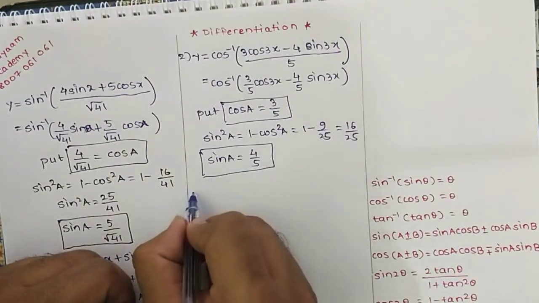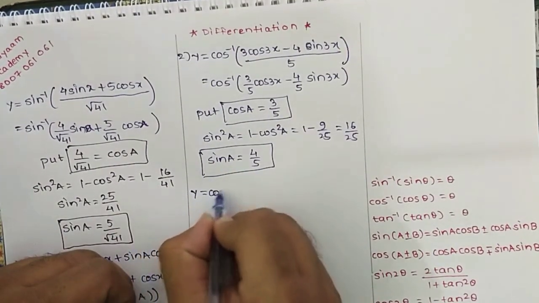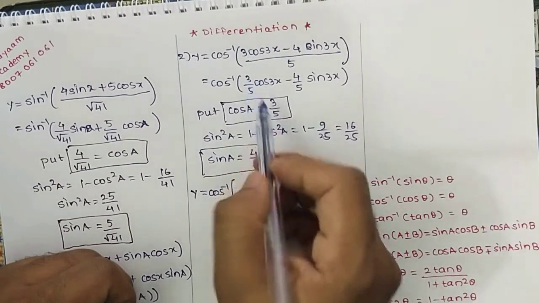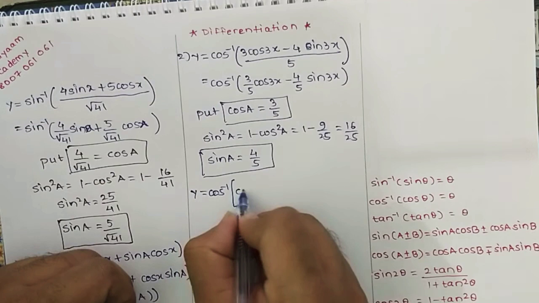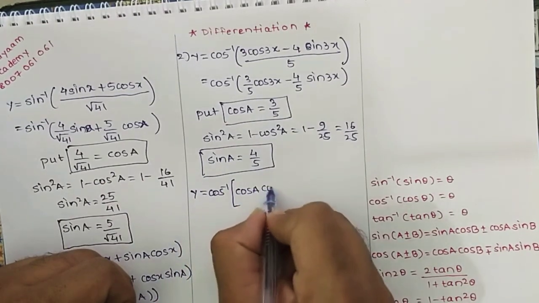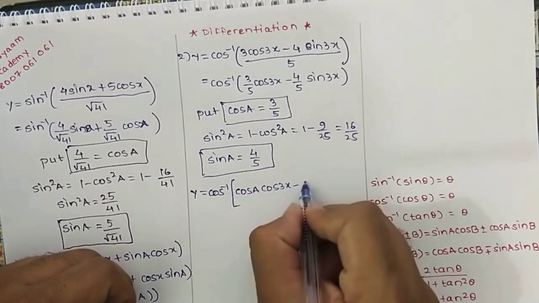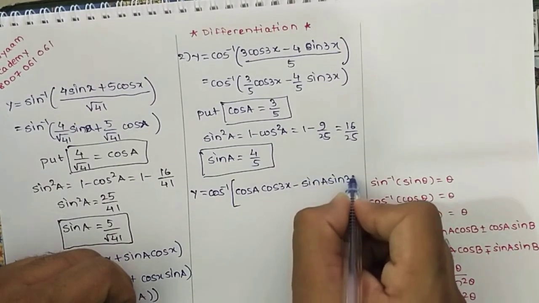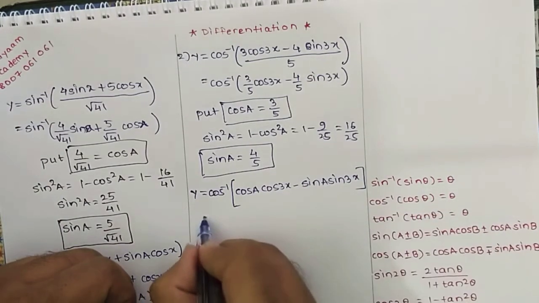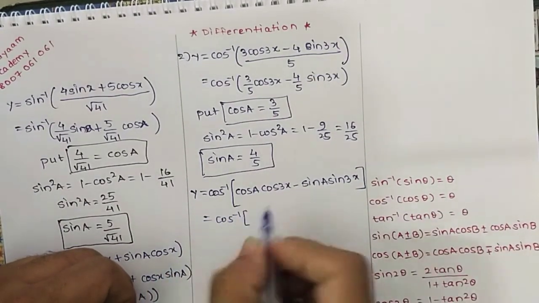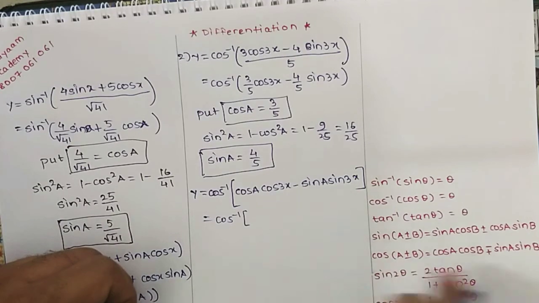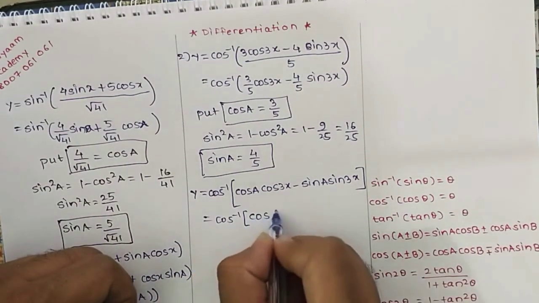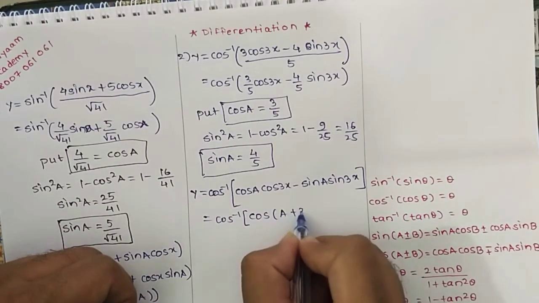Putting this in the formula of y, I get cos inverse of, you can just have a look at it, 3 by 5 can be written as cos a cos 3x minus sin a sin 3x. Now I think you have got the answer. Cos inverse term will remain as it is. We know cos a cos b minus sin a sin b.